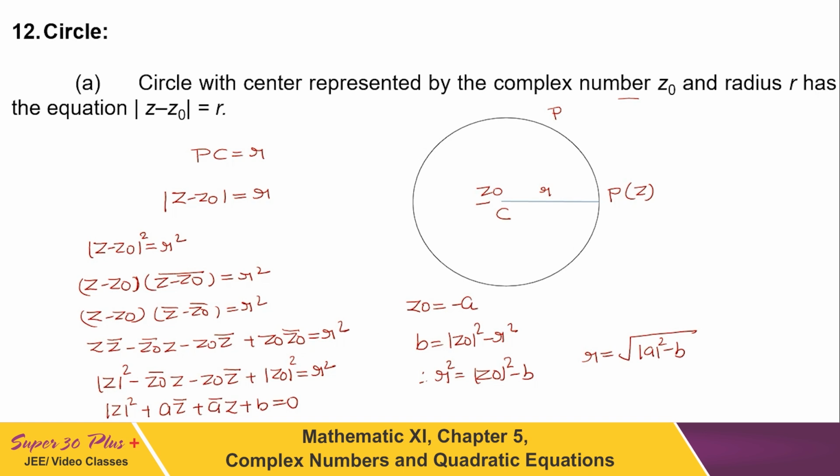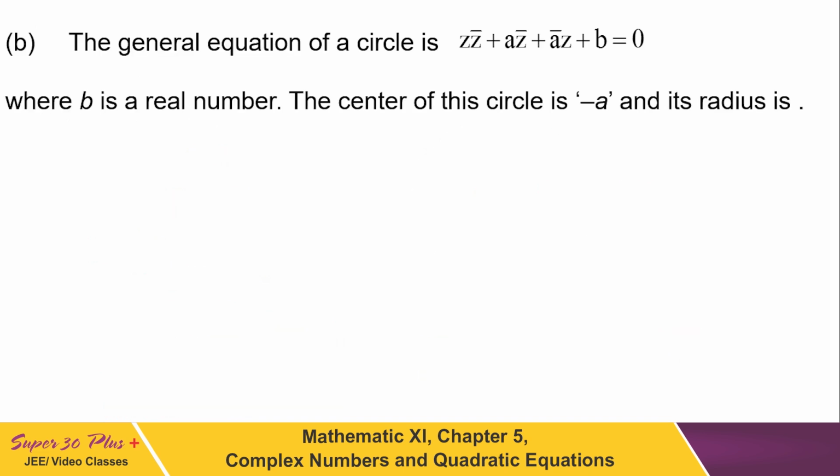So we can write the equation of a circle like this: mod z square plus a z bar plus a bar z plus b is equal to 0, where the center is minus a and the radius is square root of mod a square minus b. This equation is written here, and this is called the general equation of a circle: z z bar plus a z bar plus a bar z plus b is equal to 0, where b is a real number and the center of this circle is minus a and its radius is square root of mod of a square minus b.